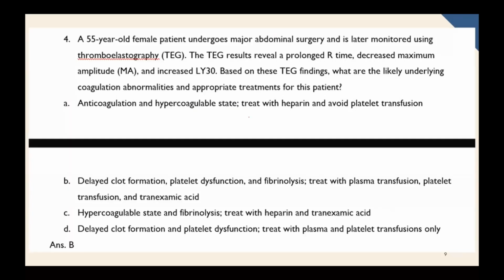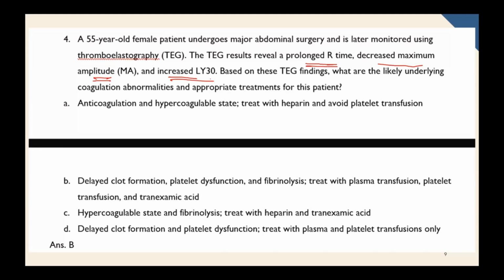Okay. Now what we've asked is that we have given a patient with a prolonged R time. Okay. So that is important in terms of what it denotes. If it is a prolonged R time, that means the clot formation is delayed. That means that there is deficiency in the various clotting factors. There is a decreased maximum amplitude. That means that the platelets and fibrin and everything are not adhering and the clot strength is not that much. So that means that there is some platelet deficiency and there is increased fibrinolysis that is shown by increased LY30.